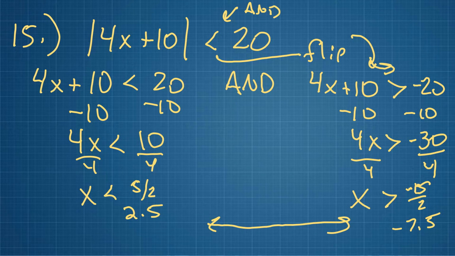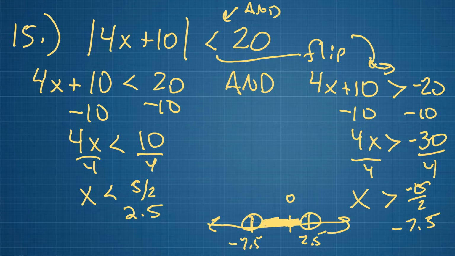I'm going to put negative 7.5 right there. I'm going to put 2.5 right there, which means 0 would show up right there. They are both open circles because there's no bars, and it's greater than negative 7.5, so I shade to the right. It's less than 2.5, so I shade to the left. So it looks like an and graph because it's shaded in the middle.